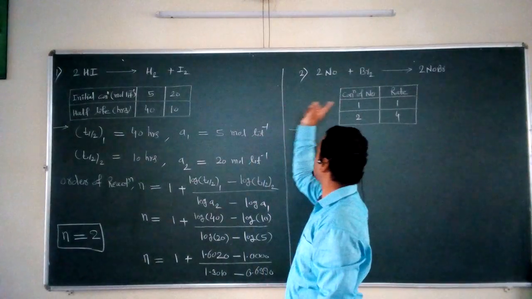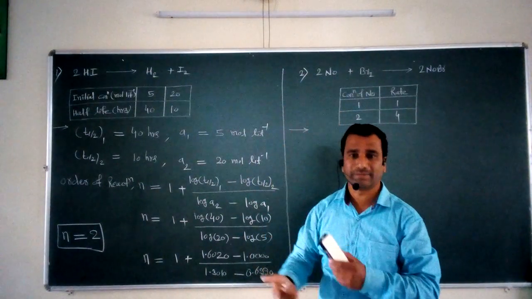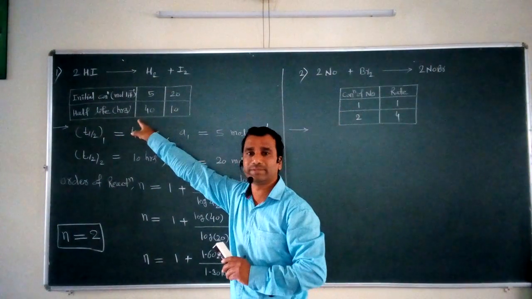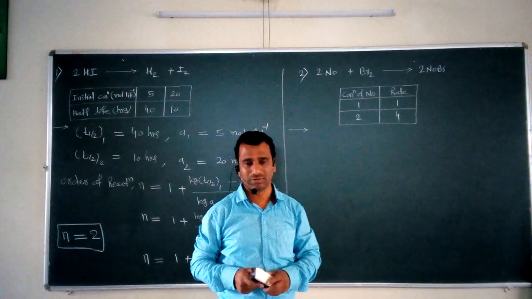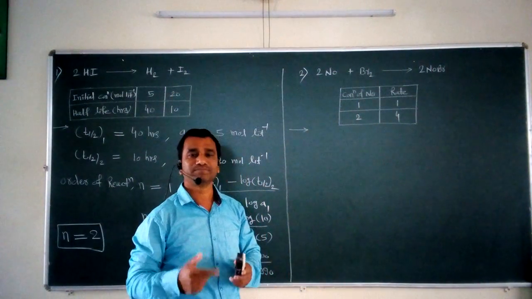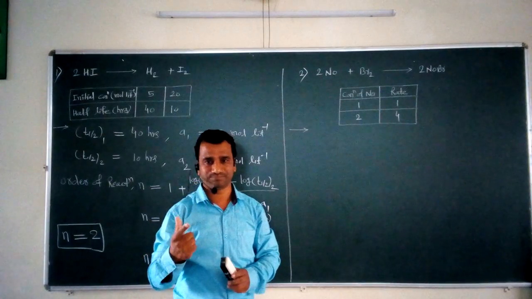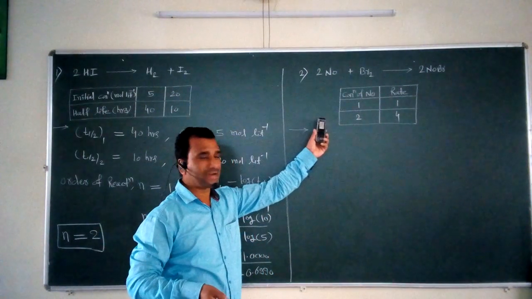In this case also initial concentration is there, but the second parameter gets changed. In the first case half-life period is given, but in this second case the rates of reaction are given. So for this purpose we have to use a suitable equation. First of all, we are going to write the given data.